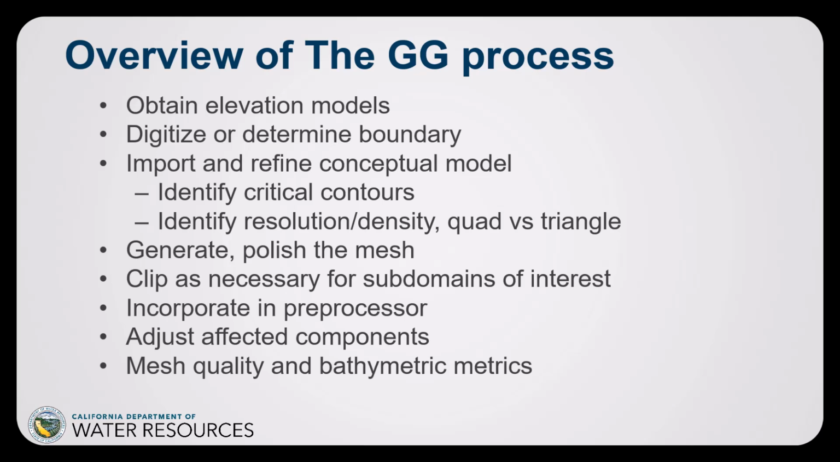Let's start with an overview of the horizontal grid generation process for Schism. Some of the steps may not even feel that much like gridding. For instance, you need to assemble elevation models and your line work and other visual cues for delineating important spatial features. You need to make your key gridding decisions in what we call a conceptual model. So you'll look for critical contours. You will make decisions about resolution and grid density, and you'll also decide on whether you want quadrilateral or triangular elements in a particular region.